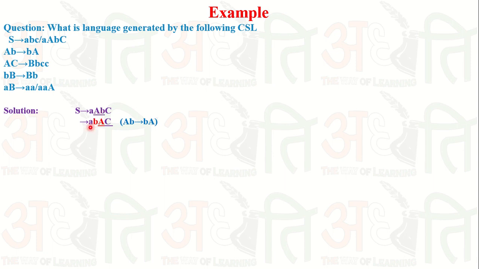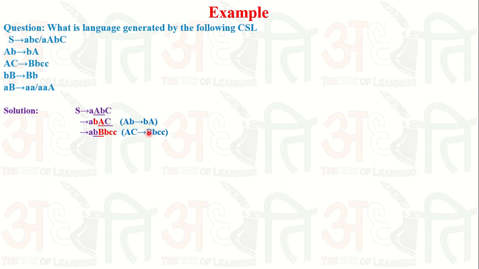So we replace it by using this production, because capital A small b produces small b capital A. Next we are going to replace capital A capital C. So capital A capital C produces capital B small c and small c. So let's have a look. We simply replace this capital A and capital C by using capital B, small c and small c by using this production rule.